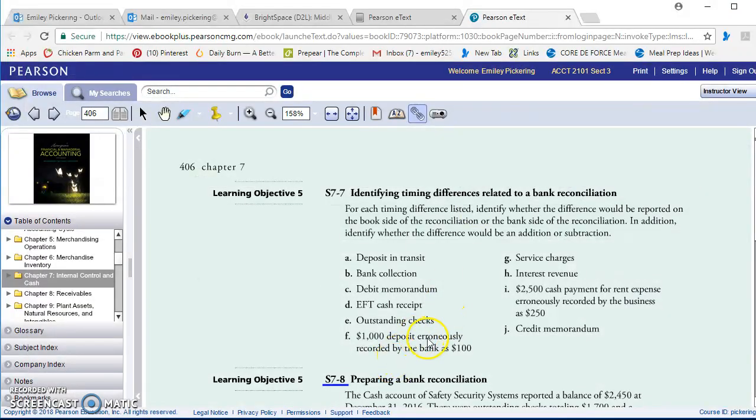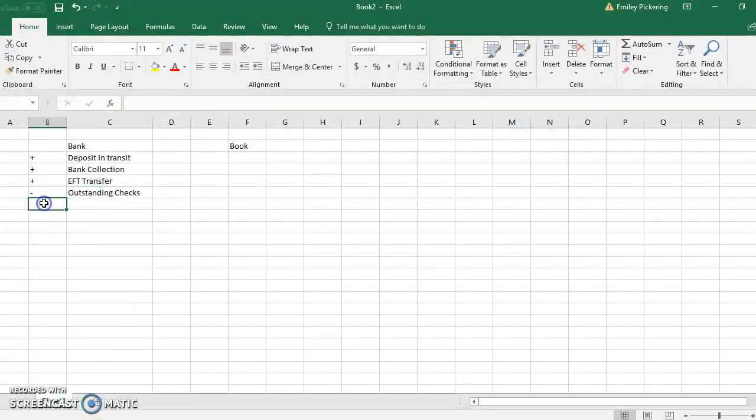$1,000 deposit erroneously recorded by the bank as $100. So what has happened is the bank has added $100, you have added $1,000. So you have correctly increased your cash by $1,000. The bank has incorrectly increased your cash by $100. So you need to increase the bank side by the difference. So you're going to go ahead and increase, by the way, this hardly ever happens, by bank error. And obviously that can go either way.